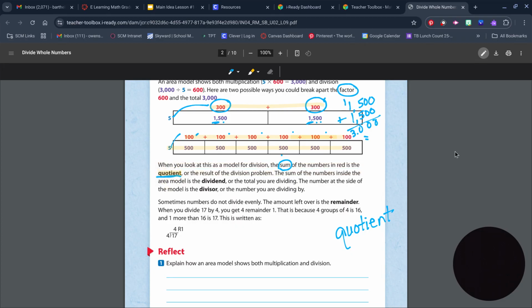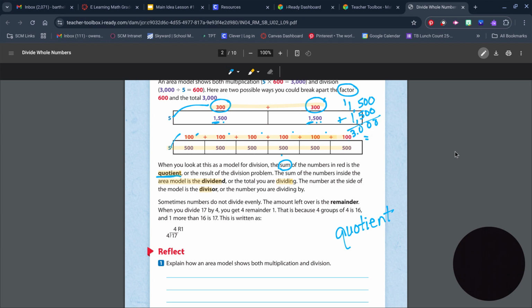The sum of the numbers inside the area model are the dividend. So the 3,000 is the dividend, or the total that you're dividing. So the amount you're cutting up, the big number. The number at the side of the model is called the divisor. I know this is very confusing, or the number you're dividing by.